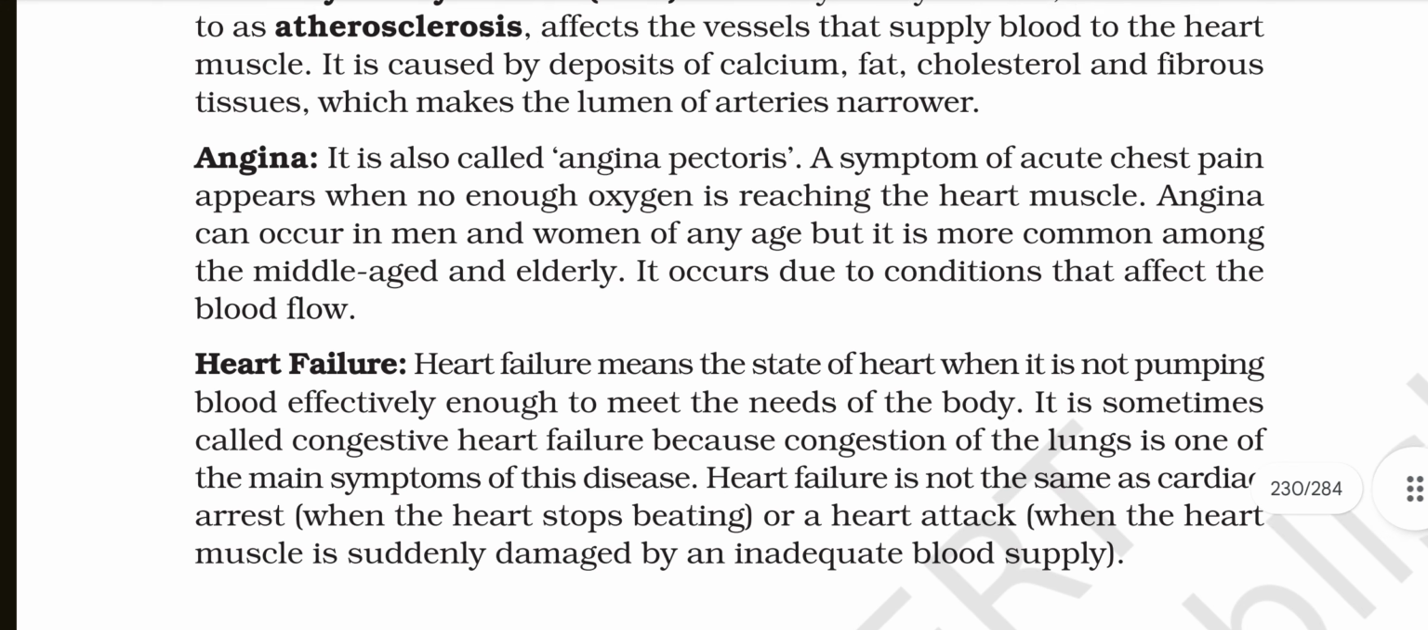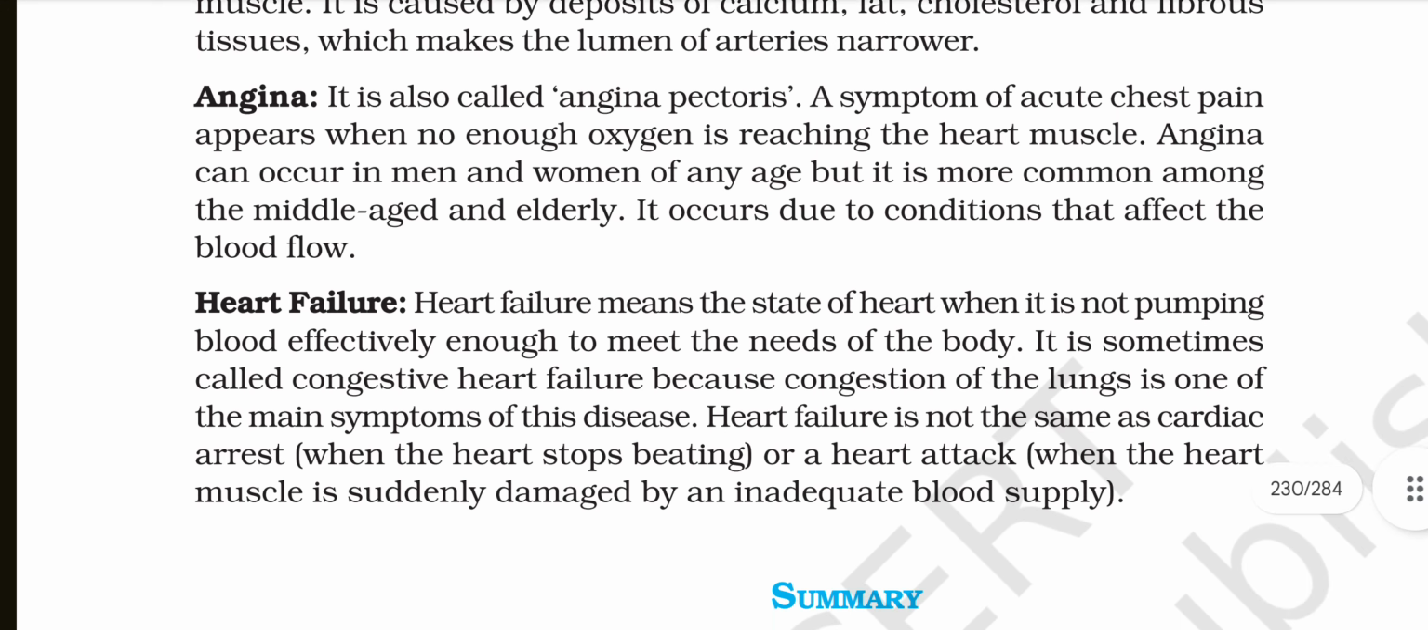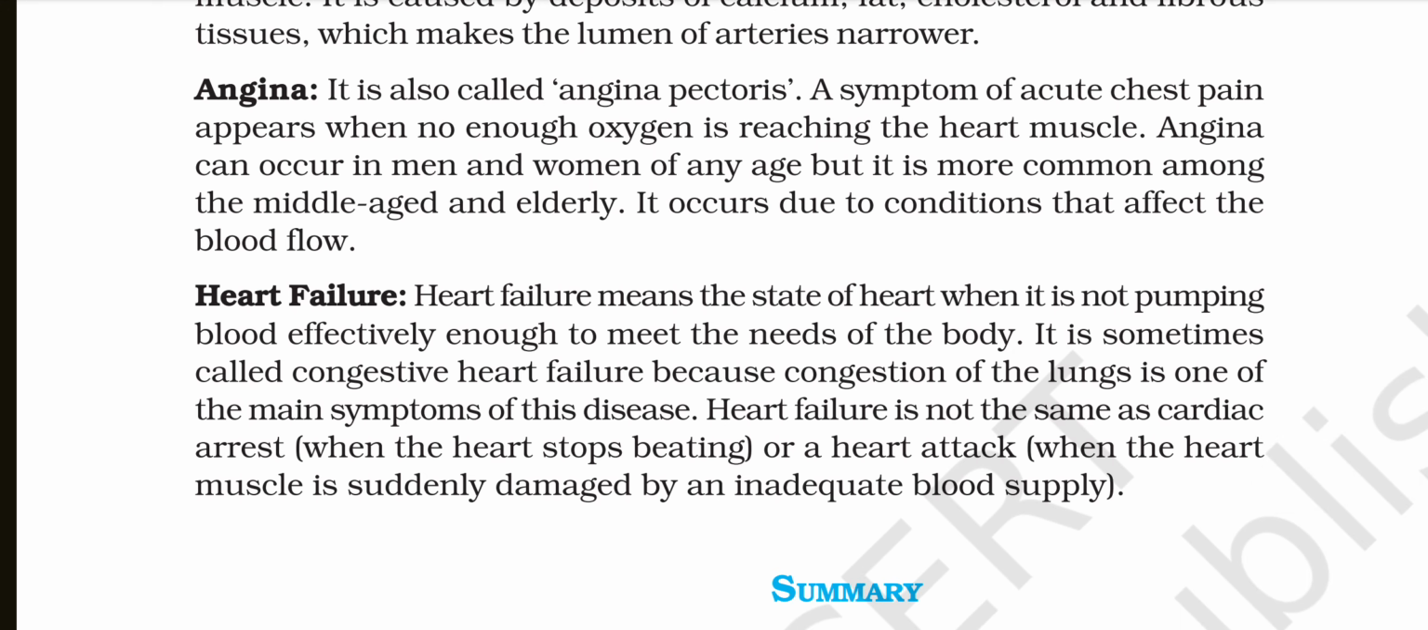Angina, it is also called angina pectoris. A symptom of acute chest pain appears when not enough oxygen is reaching the heart muscles, right? Angina can occur in men and women of any age, but it is more common among the middle aged and elderly. It occurs due to conditions that affect the blood flow.